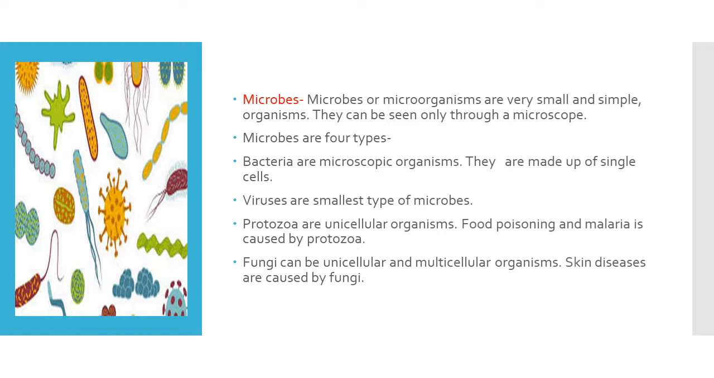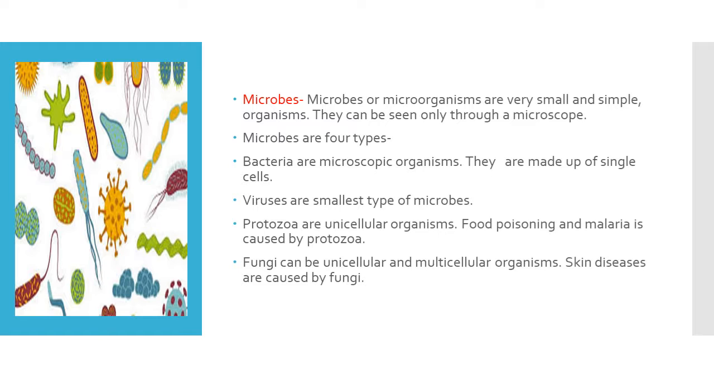Next topic is microbes or small microorganisms. Small insects are called microorganisms. We can say very small insects are called microorganisms. Microorganisms or microbes are very small and simple organisms. They can be seen only through a microscope. Microbes are four types. First is bacteria.